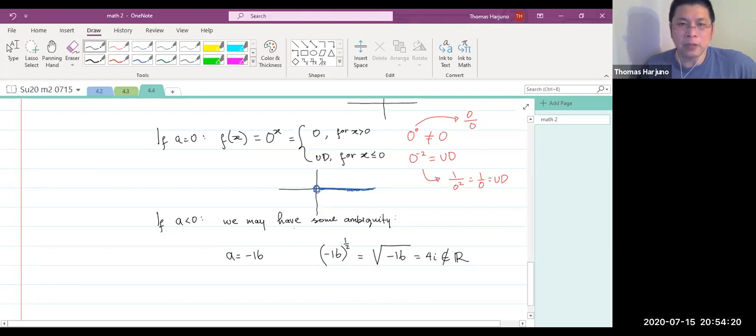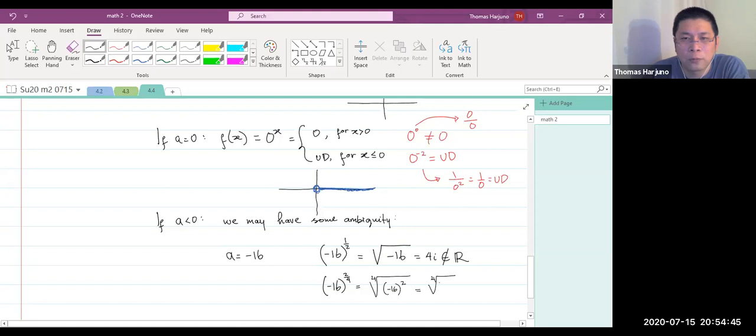However, at the same time, you know 1/2 is equal to 2/4, right? So negative 16 to the power of 2/4 is the 4th root of negative 16 squared. But that's the 4th root of 256, which is 4. That's a real number.